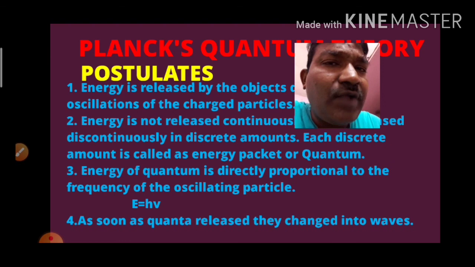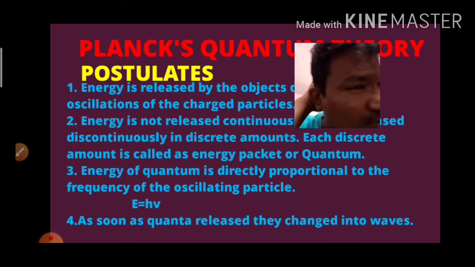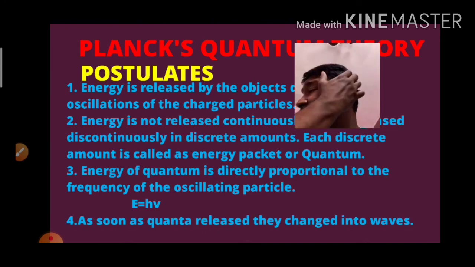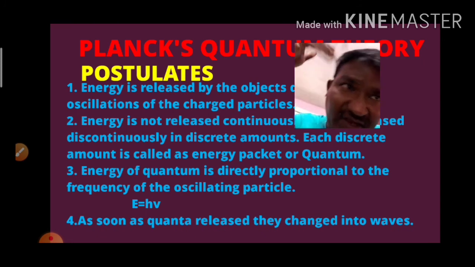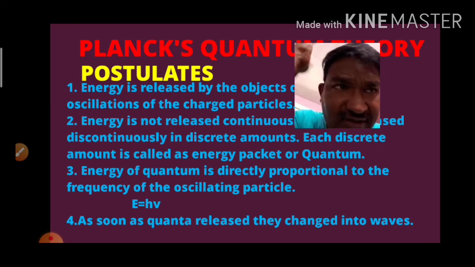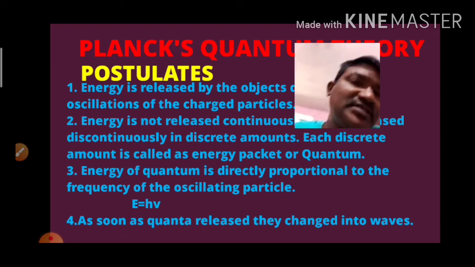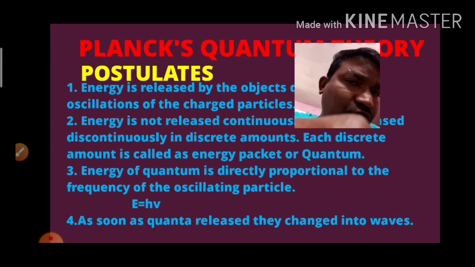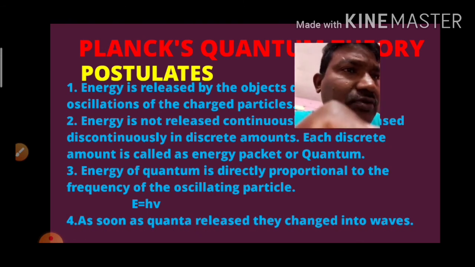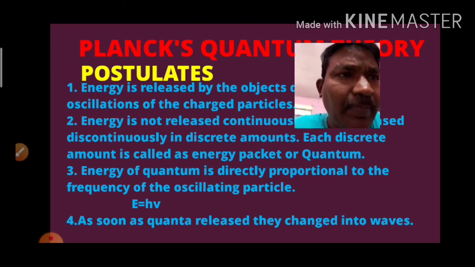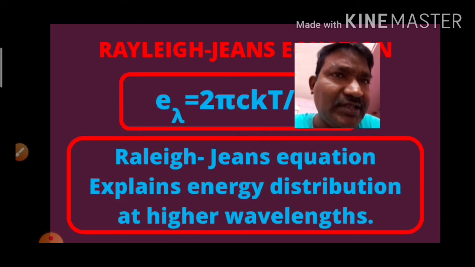And one more point is that as soon as the quanta are released, they change into waves. They don't remain as particles for a long time. They are released in the form of particles or in discrete amounts, but immediately after they are released, they change into waves. This fourth point is from the classical theory only. According to classical theory, light has wave nature, so the same point here is accepted by Planck.